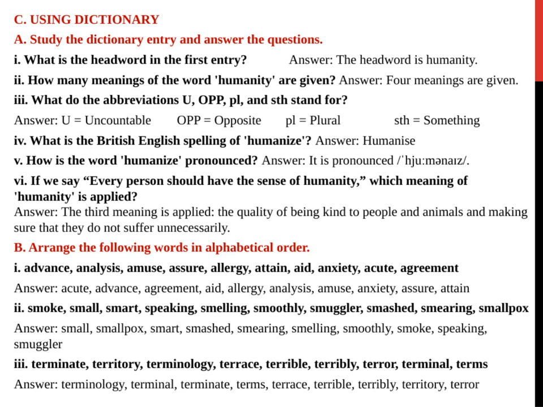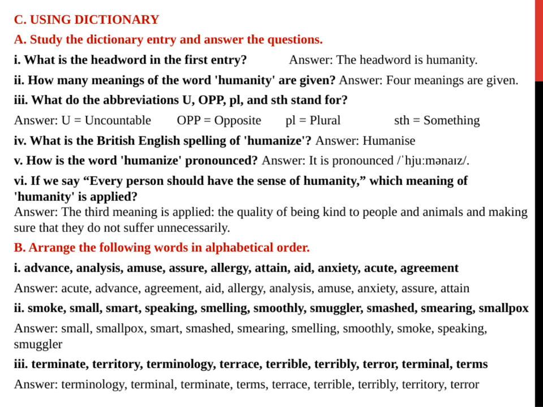Moving on, the British English spelling of humanize is spelled as humanise, and its pronunciation is given in the entry. When we say, every person should have the sense of humanity, we're referring to the third meaning of the word, which is the quality of being kind to people and animals and making sure they do not suffer unnecessarily.